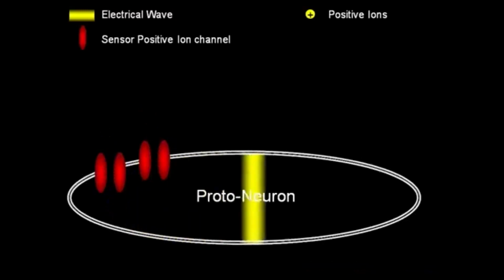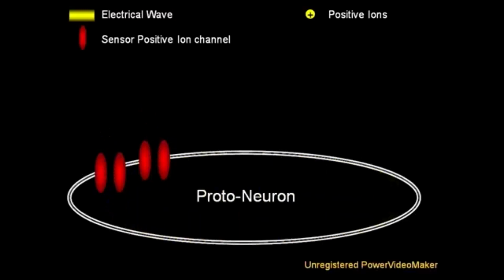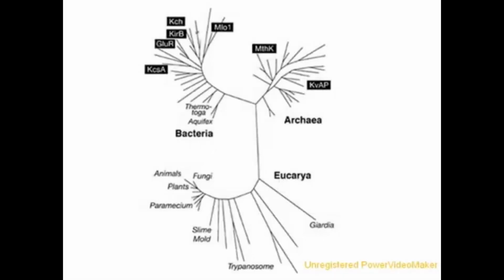Ion channels are proteins in the cell membrane that allow one or more types of ions to move in or out of the cell in response to a particular stimulus. DNA sequences reveal that the ion channels used in the neurons of animals had their origin in bacteria, where they were used to regulate ion concentrations inside the cell.